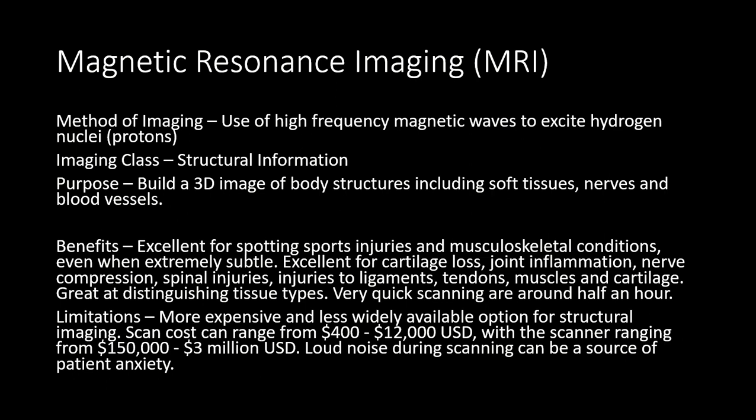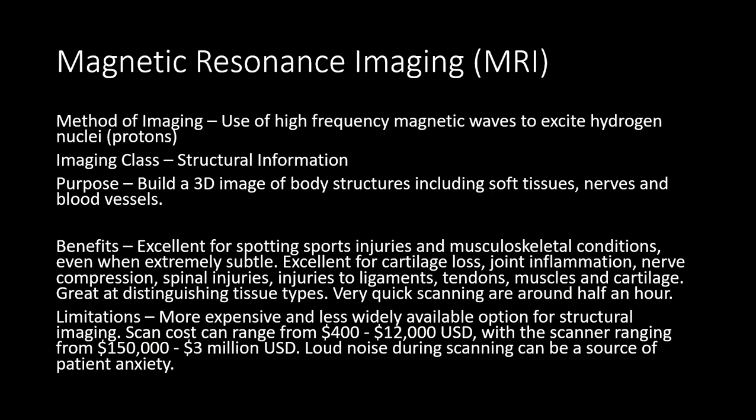Magnetic resonance imaging uses high-frequency magnetic waves in order to excite hydrogen nuclei. Unlike with X-ray radiation, this does not involve ionizing radiation, or radiation that can ionize or convert into ions parts of molecules in the body. This imaging class is again just for structural information, and the purpose is to build a 3D image of body structures, which include soft tissues, nerves, and blood vessels.